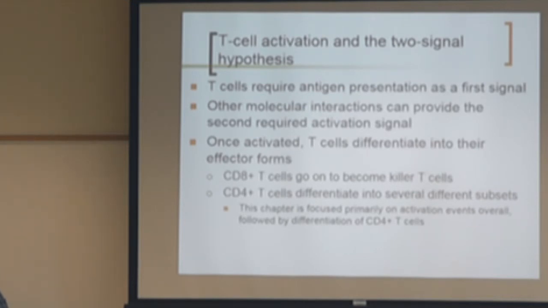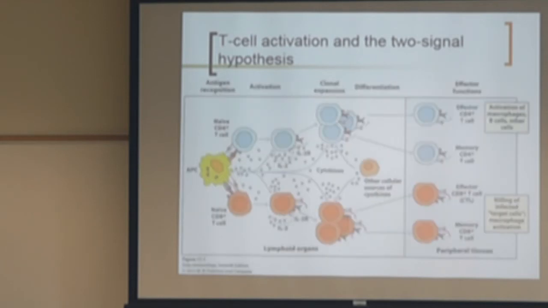The effector forms are going to go out and act. They're going to respond to stimulus and either kill cells in the case of cytotoxic T cells, or become helper cells and start making lots of cytokines and help to drive cytotoxic T cells, if they're CD4 or helper cells. We focus primarily on activation events overall, followed by differentiation. So first we're going to talk about activation, but then once the cells become active, how do they differentiate to become different types of cells? Because there are a lot of different subsets of helper cells, or they can become suppressive cells as well.